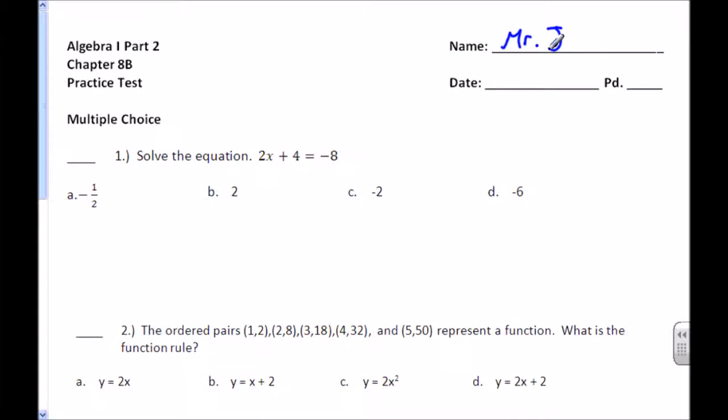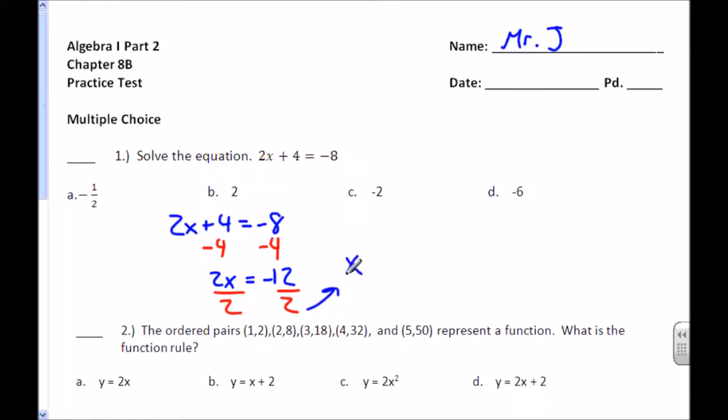If we take a look at this first one, it just asks us to solve this equation. So I'm going to take this off to the side, the 2x plus 4 equals a negative 8, and we're going to solve this for x. The first thing we have to do is subtract the 4 from each side, which leaves me with 2x equals a negative 12. Remember, negative 8 minus 4 is a negative 12. And now I just have to divide each side by 2. So I find out that x equals a negative 6, which is letter D.